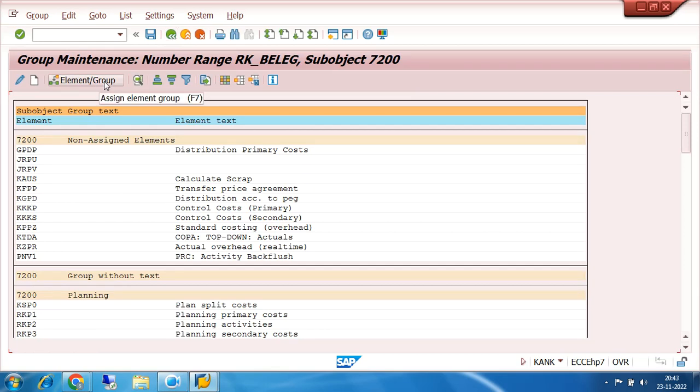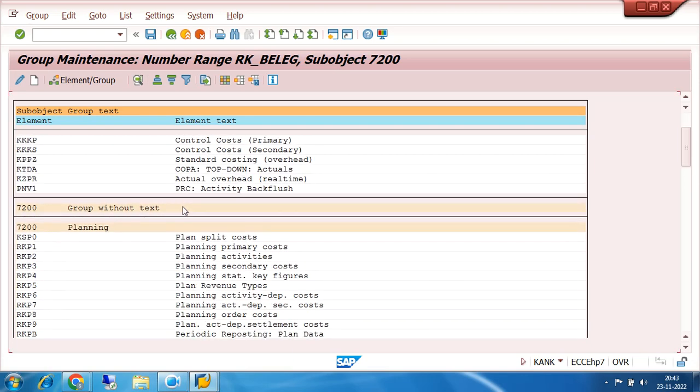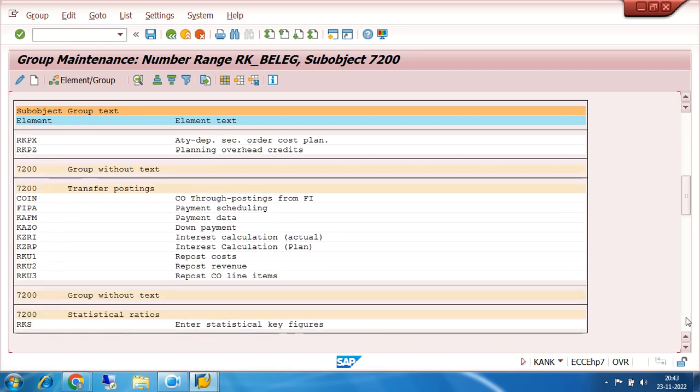See, so these are the groups. Here there are different transactions. Like there is a transaction called... just a minute, let us come to the simplest one. See, these are all the transaction types or transactions in controlling. There is a transaction called COIN.